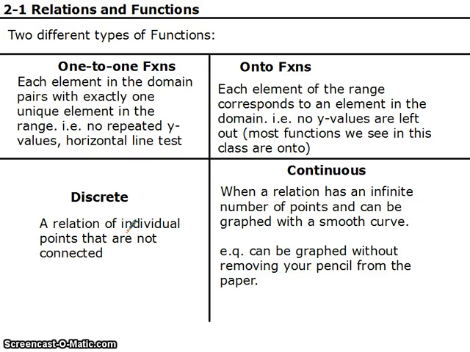All right, last thing we need to talk about in this section is one-to-one and onto, and discrete and continuous. So these are special types of functions that they like to be able to describe in this way. A one-to-one function, you can read the definition there, is where each element pairs with exactly one element in the range. So basically it means that you're not going to have like two Coke buttons on the Coke machine.